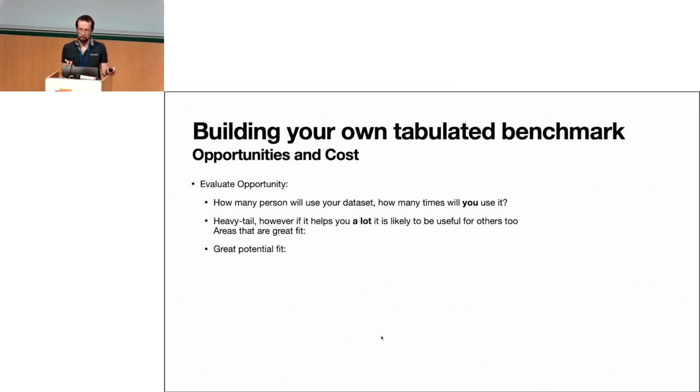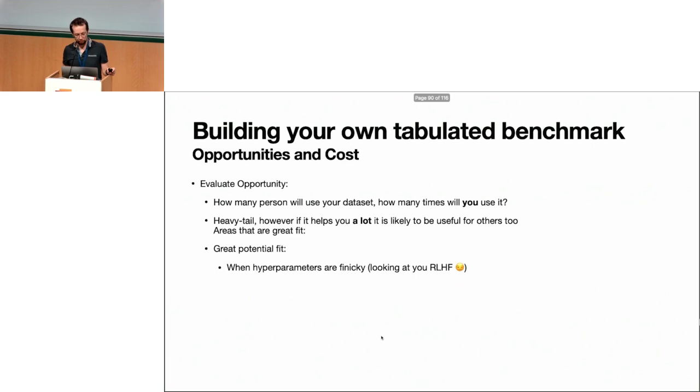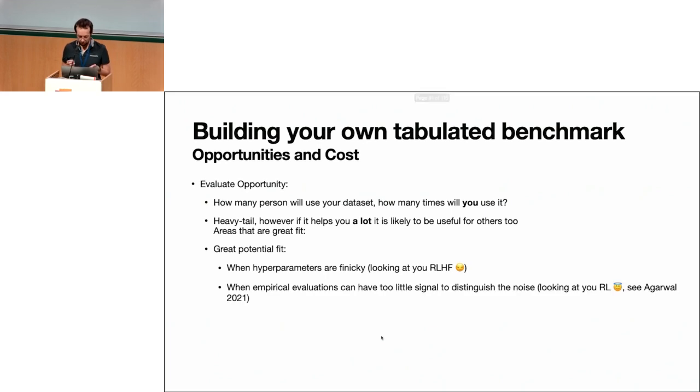But in particular, areas that are great potential fits, I think, are when hyperparameters are very finicky. I'm mentioning RLHF because we all know RLHF is so sensitive to all those PPO hyperparameters, so it's clear that there are going to be nice papers around that. But also great potential areas are when the empirical evaluation typically has too little signal to distinguish from the noise, and there you can think about reinforcement learning.